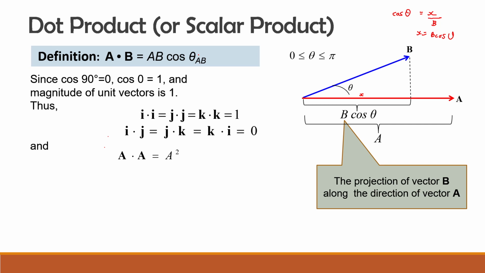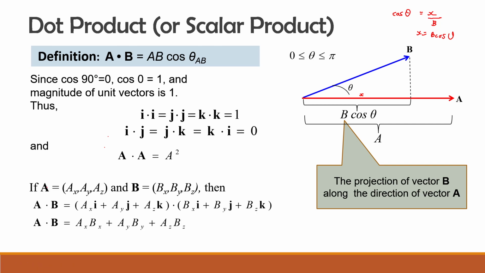And then the dot product, why is the result a scalar? Because you have I dot I, J dot J, K dot K, the result is 1. I dot J, J dot K, K dot I, the result is 0. A dot A, you have A squared. So if you want to do the dot product of two vectors, for example, A is AX I plus AY J plus AZ K, and B is BX I plus BY J plus BZ K.